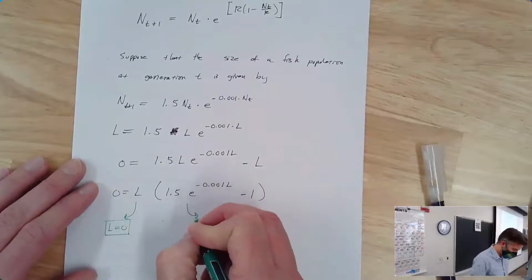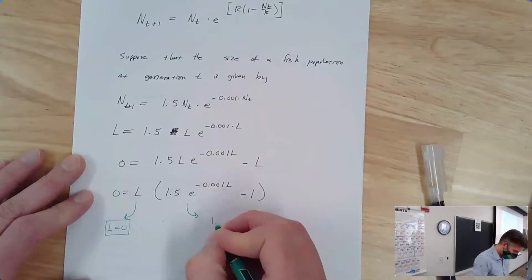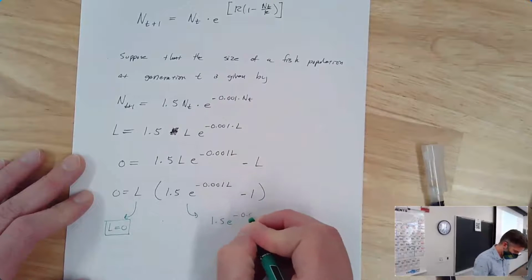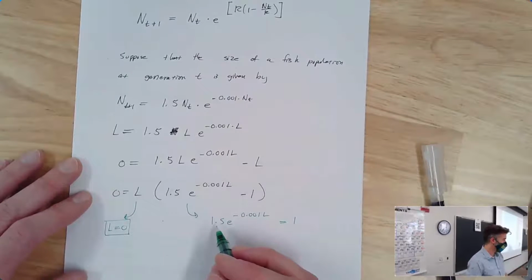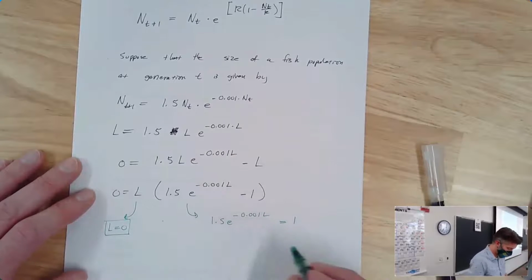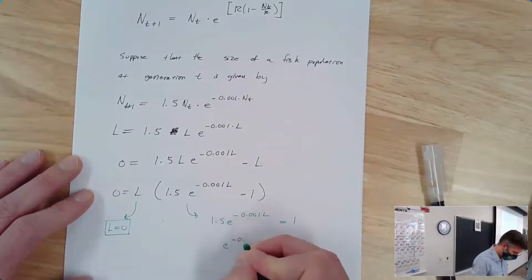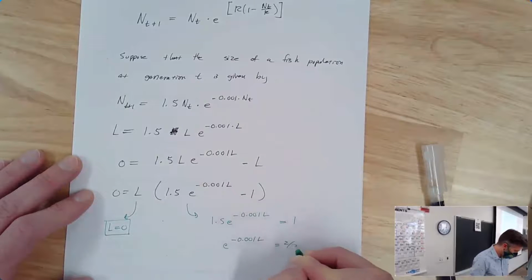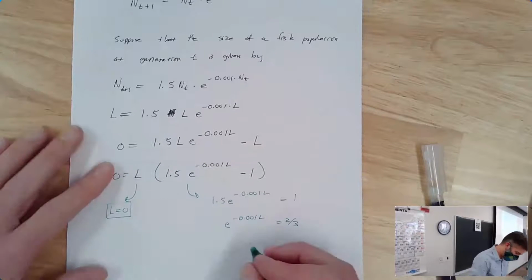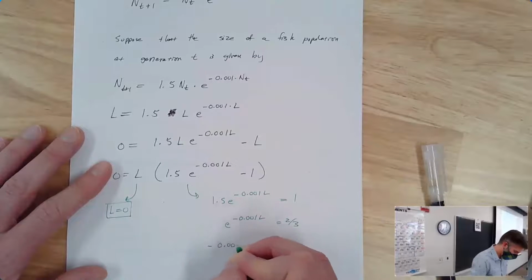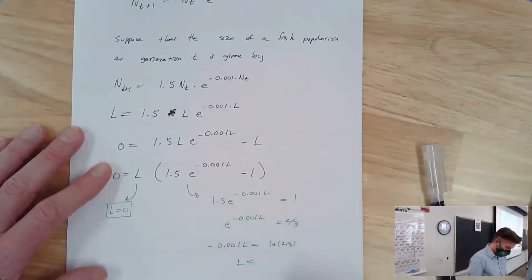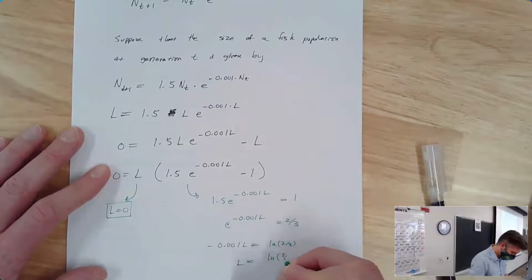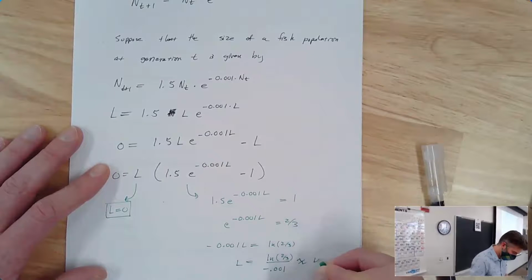And here we have to do a little bit more work. We're going to set 1.5 e to the negative 0.001L equal to 1. We're going to divide both sides by 1.5, which is like multiplying both sides by 2/3. So e to the negative 0.001L equals 2/3. Then we're going to have to take the natural log of both sides. So negative 0.001L equals the natural log of 2/3. And finally, solving for L, you get that L is the natural log of 2/3 divided by negative 0.001, which is approximately 405.